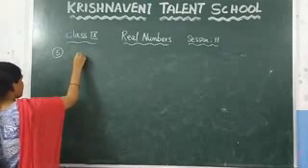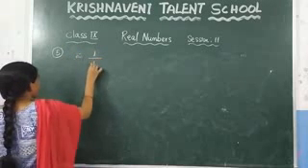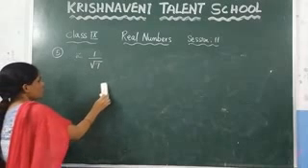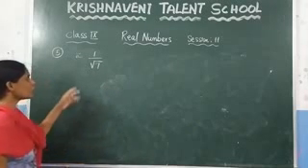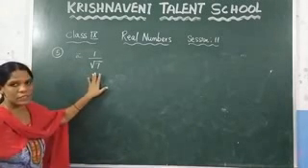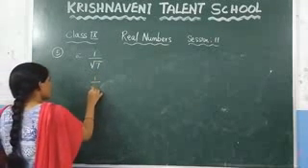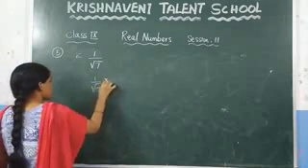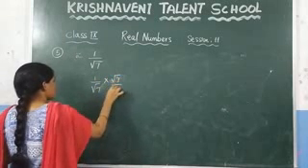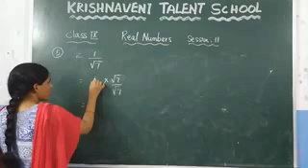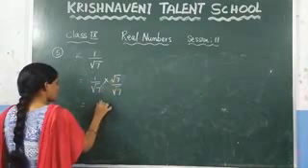The third one, 1 by root 7. Here it is very simple. Which number do you need to rationalize here to change the irrational denominator into a rational denominator? Just multiply with root 7 and divide with root 7. If you multiply and divide with root 7, what will we get? 1 into root 7, which is nothing but root 7.